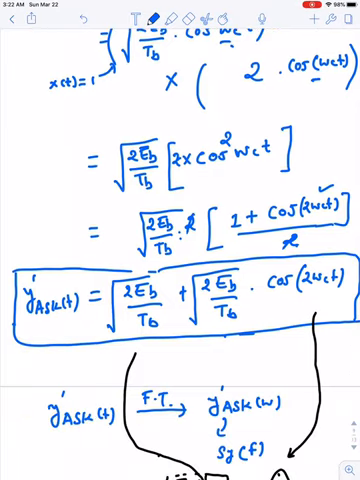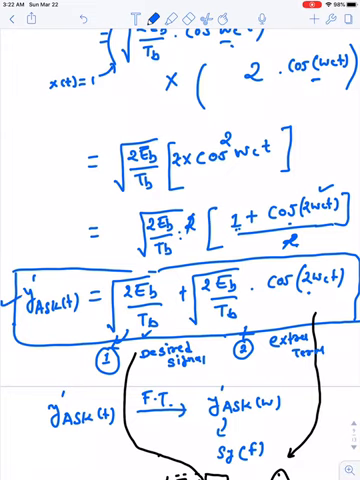So finally we have square root of 2 Eb by Tb times 1 plus cos 2 omega ct. If you multiply each term with square root 2 Eb by Tb, the first term is square root 2 Eb by Tb plus square root 2 Eb by Tb cos 2 omega ct. Now the first term is a representation of 1. If this is received at the receiver, it will be decoded as a 1. But the second term is an extra term. So this one is the desired signal, and this one is the extra term.